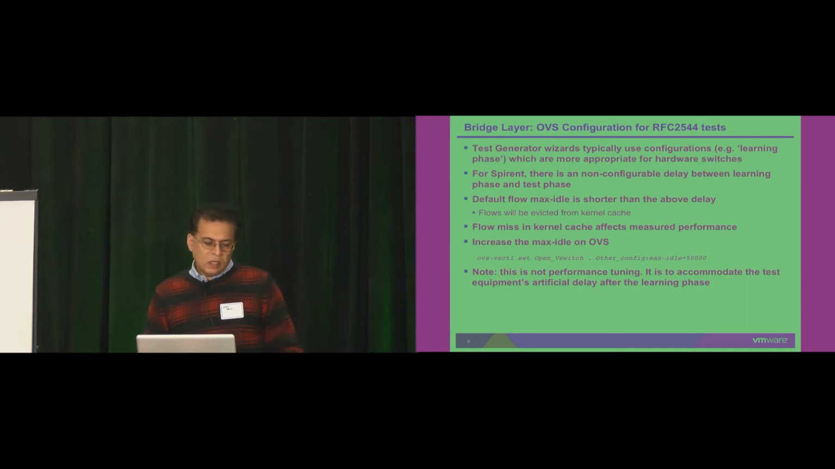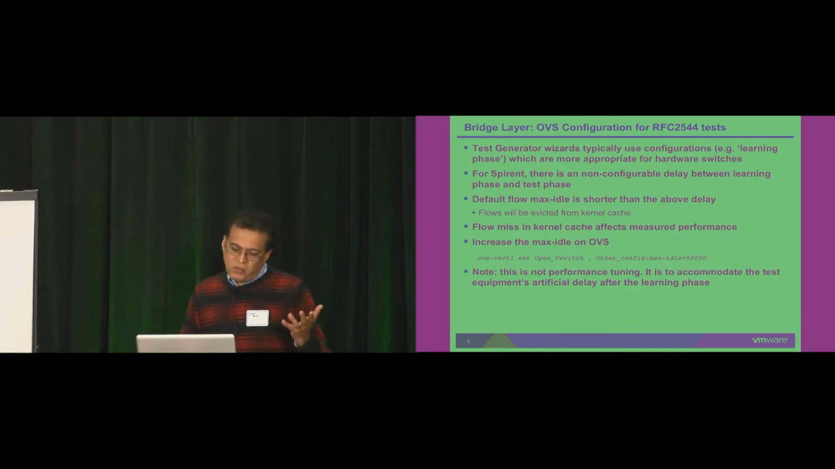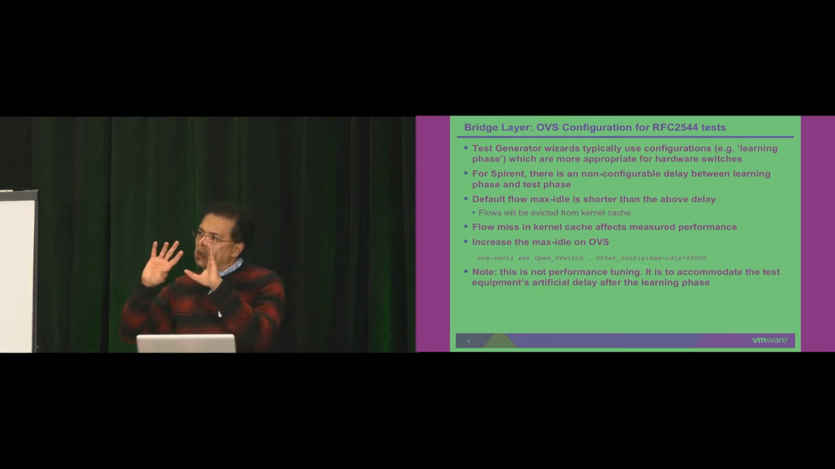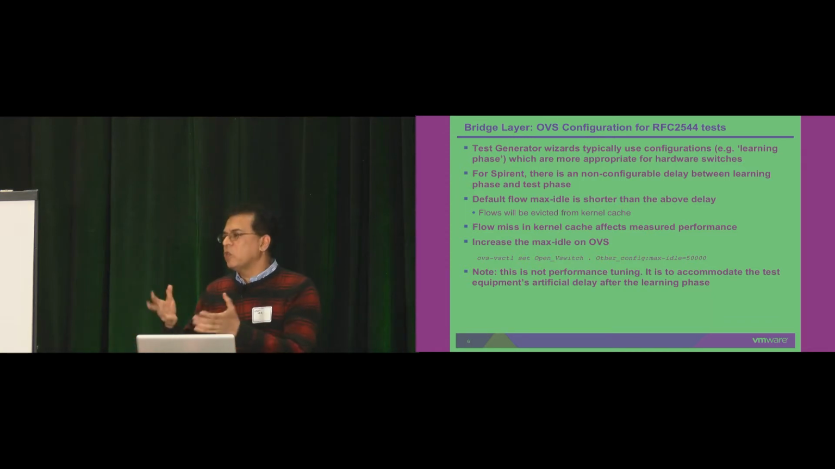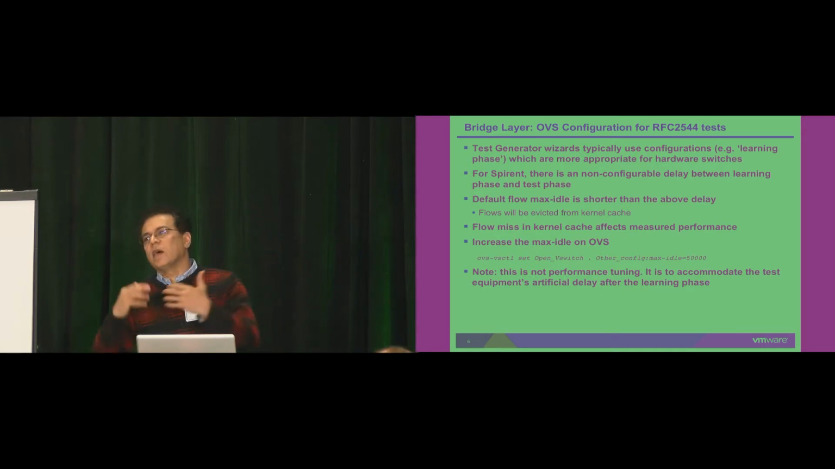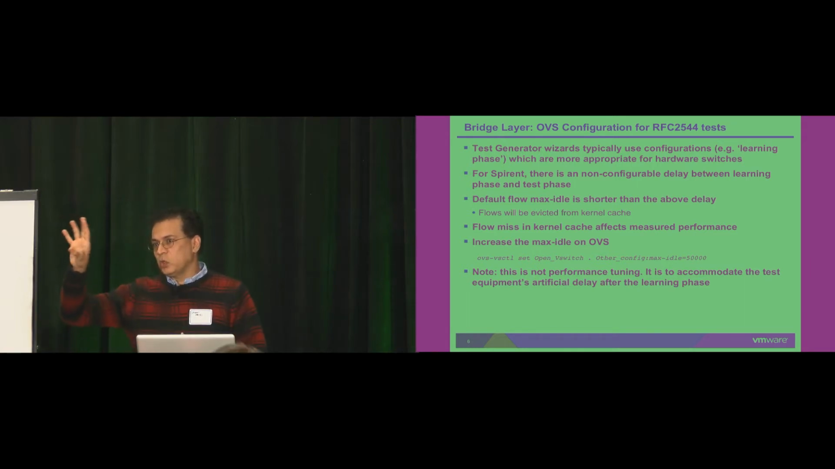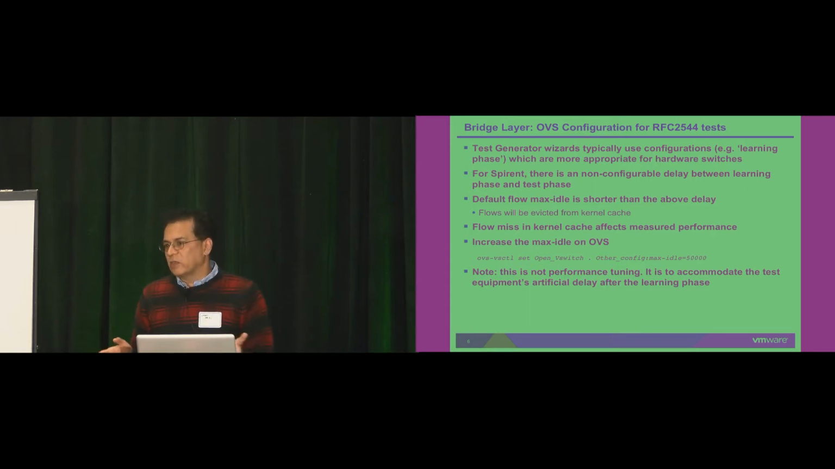So these topologies can be useful for running RFC 2544 kind of tests. One thing which we found interesting was that if you use the default settings of test generators, then typically you may have to modify them for testing virtual switches, for testing OVS. So the way OVS works, as everyone knows here, is that if there's a miss in the kernel cache, packets are sent to user space, which then installs flows in the kernel cache so that all subsequent packets of that flow will take the fast path.